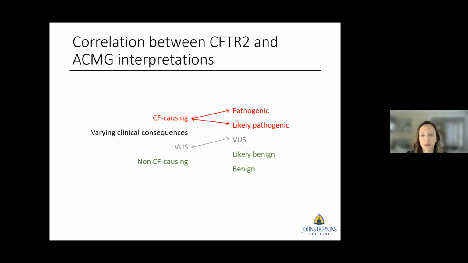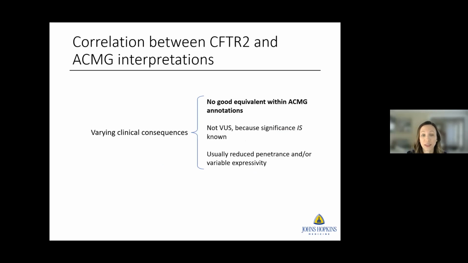So if a lab thinks something is of unknown significance, it basically has the same meaning as our team calling it of unknown significance. I've already explained a little bit about our somewhat nuanced definition of non-CF causing, but this is very similar to what a lab might call benign or likely benign. You'll note, though, that one major category doesn't have a good ACMG equivalent, and that's varying clinical consequence, or VCC. There just isn't a good equivalent for this.